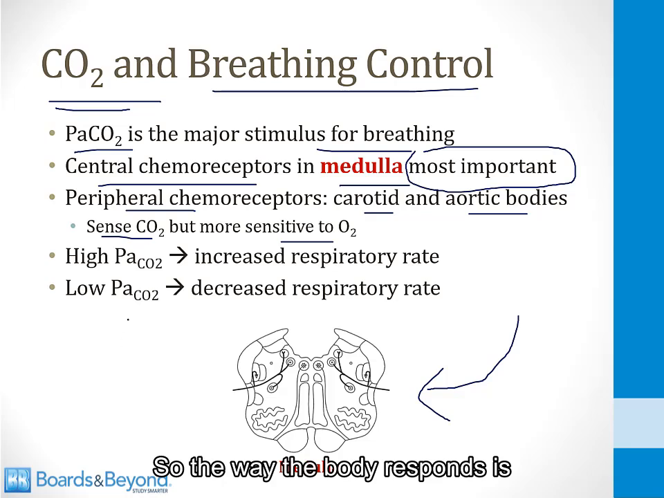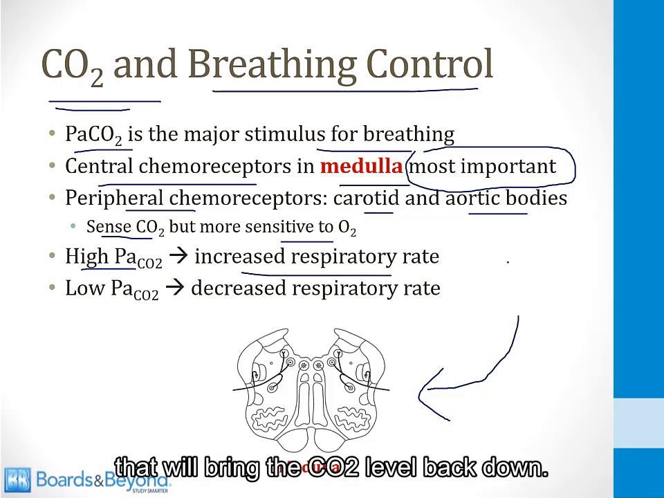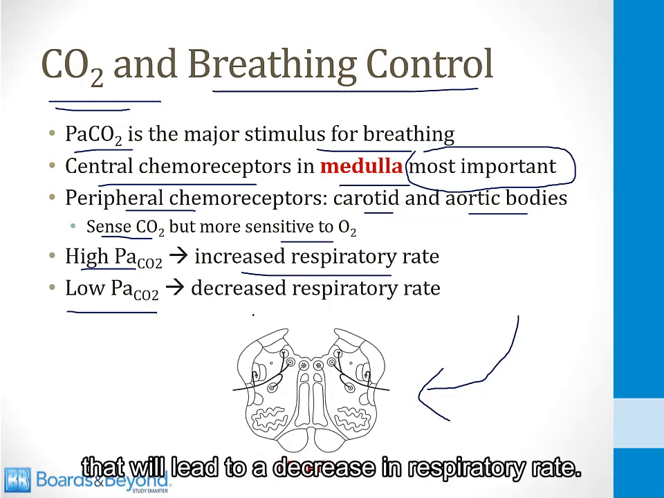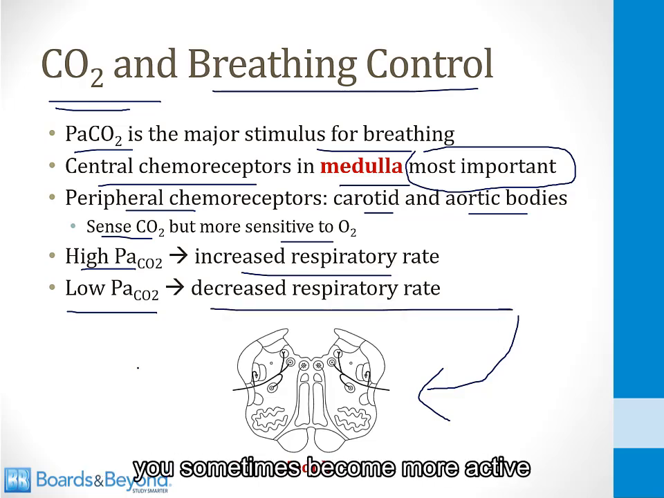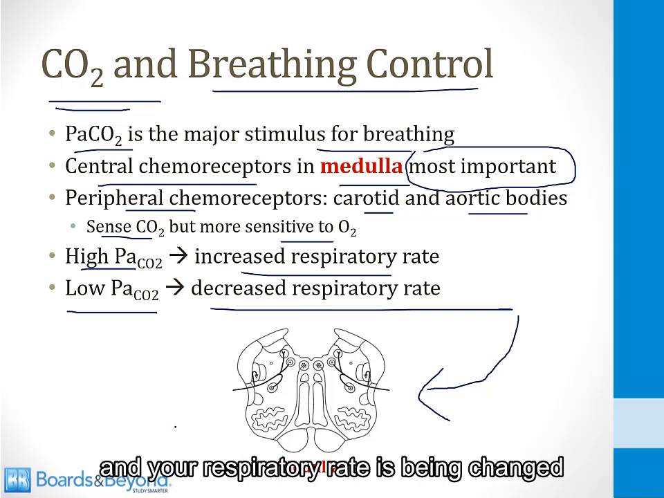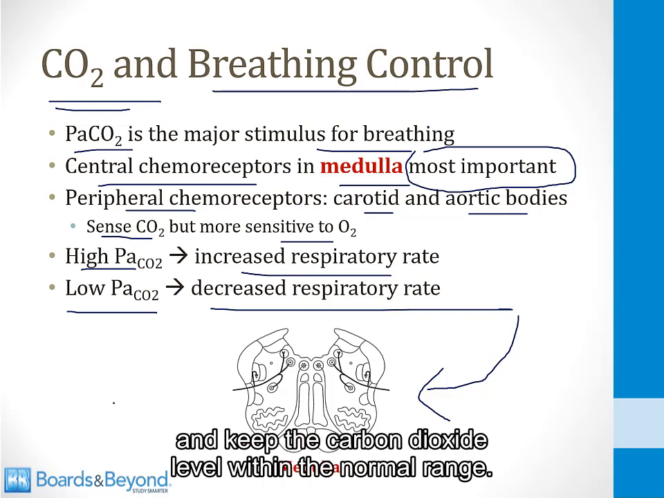So the way the body responds is if the PaCO2 starts to go up, the medulla will trigger an increase in the respiratory rate that will bring the CO2 level back down. Conversely, if the PaCO2 starts to fall, that will lead to a decrease in respiratory rate. So as you go about your day, you sometimes become more active and produce more carbon dioxide. Other times you may rest and sleep and produce less carbon dioxide. But this is always being sensed by your medulla, and your respiratory rate is being changed in order to match the amount of carbon dioxide and keep the carbon dioxide level within the normal range.